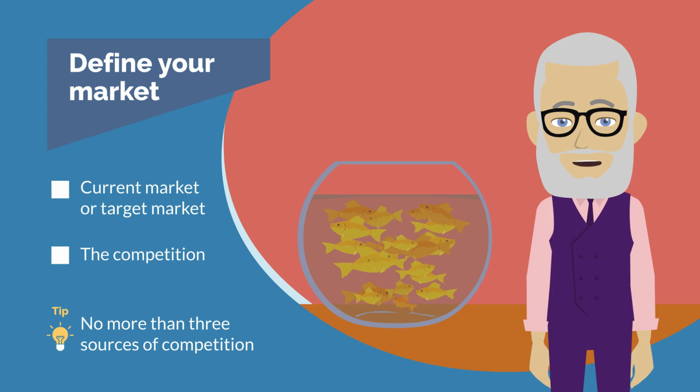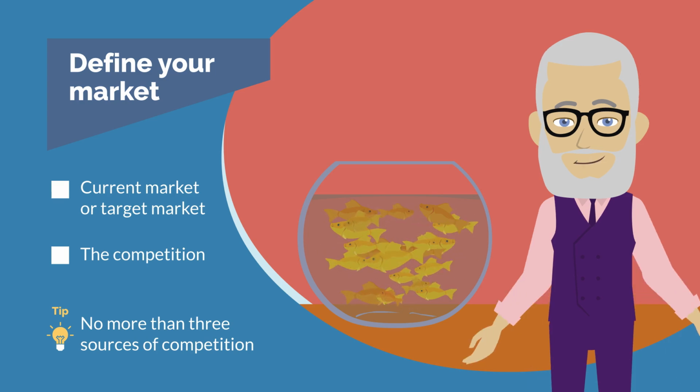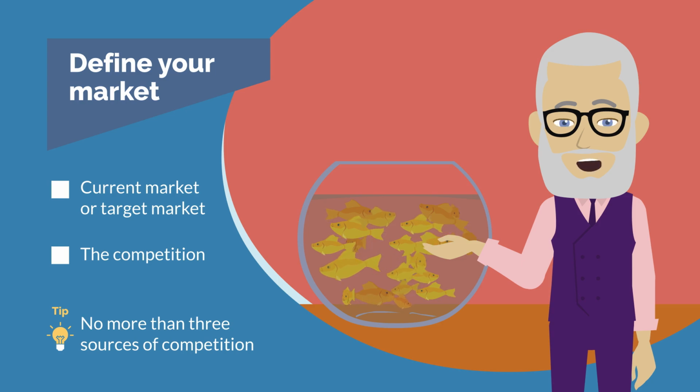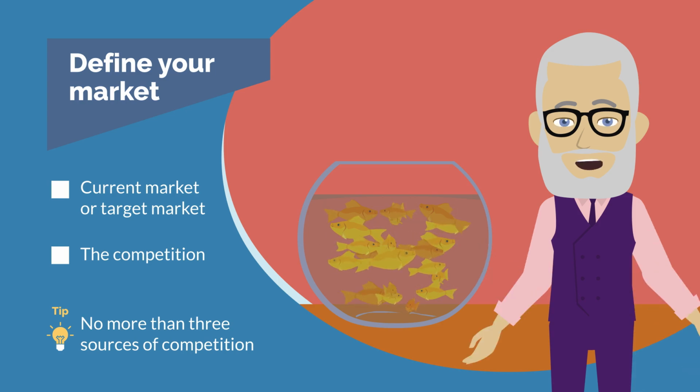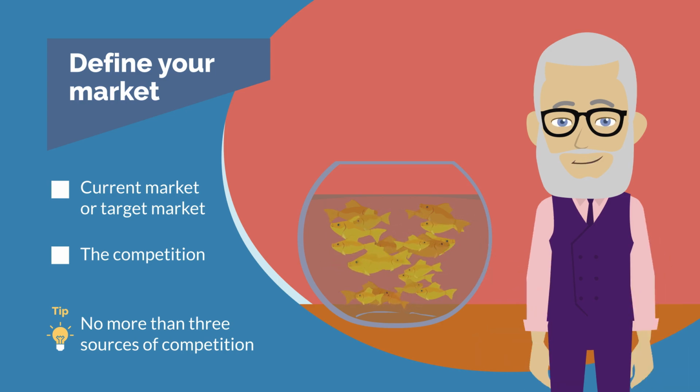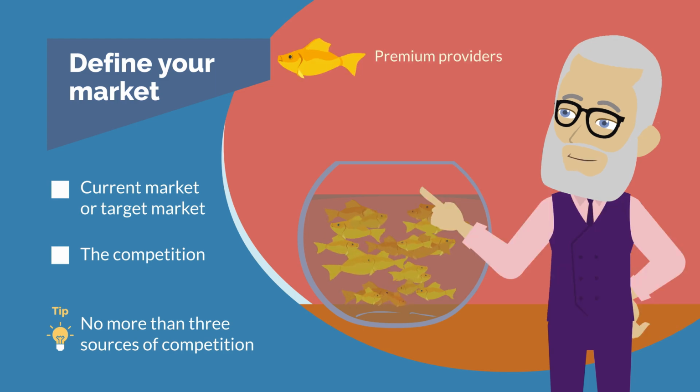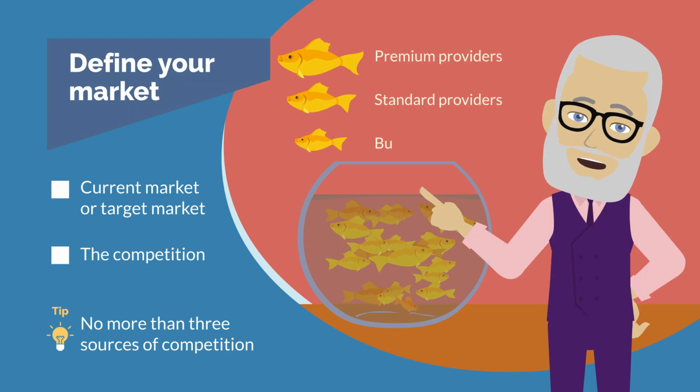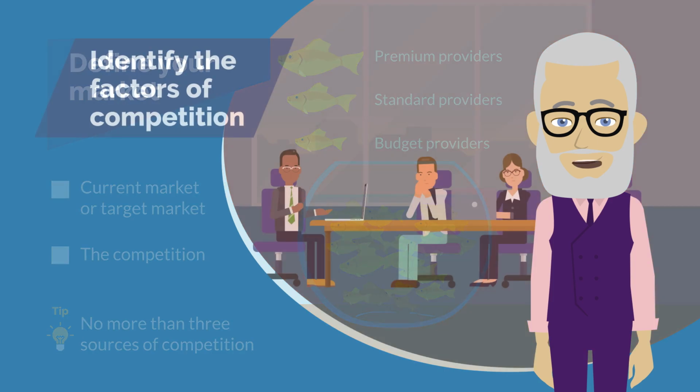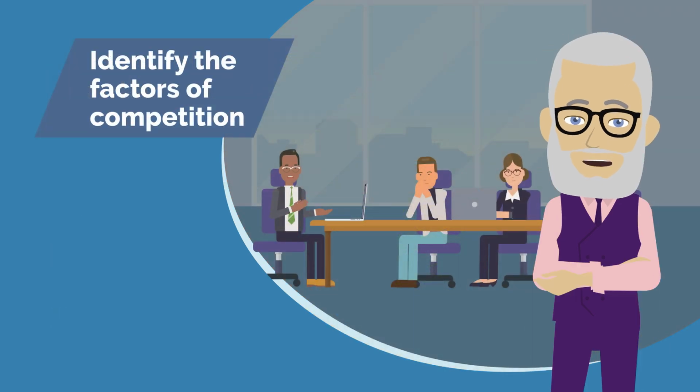If the market consists of a large number of small players, it can be helpful to group them into industry sectors that share certain characteristics. For example, premium providers, standard providers, and budget providers. Step 2 is to identify the factors of competition.